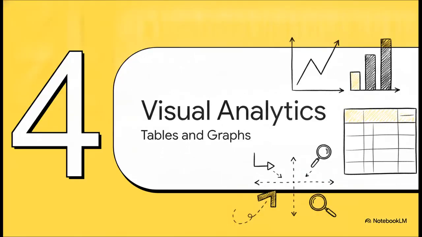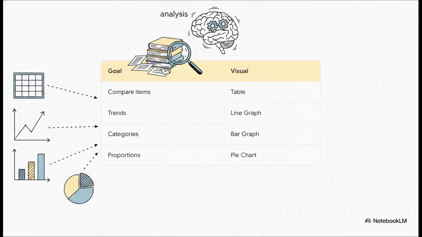Which leads us nicely into part 4, visual analytics, tables and graphs. You have to start treating your visuals as actual tools for analysis, not just page decorations. Here's a super quick guide for that. Choosing the right visual depends entirely on your analytical goal. Comparing multiple items across variables, you want a table. Tracking long-term trends, that's going to be a line graph. Looking at discrete, separate categories, bar graph. Proportions of a whole, pie chart. Always select based on the specific question the data answers, not just what looks the fanciest in your editing software.